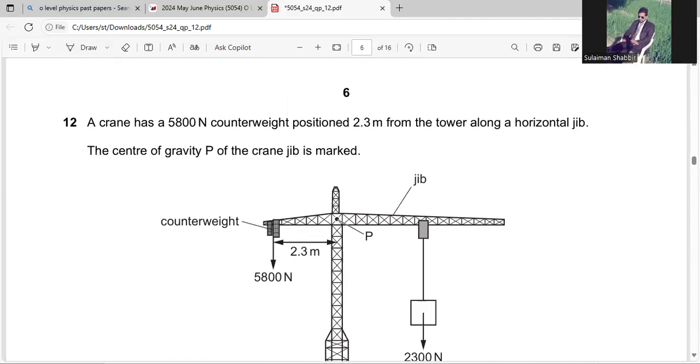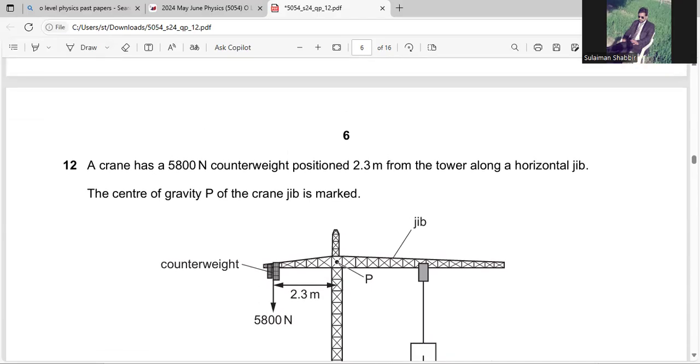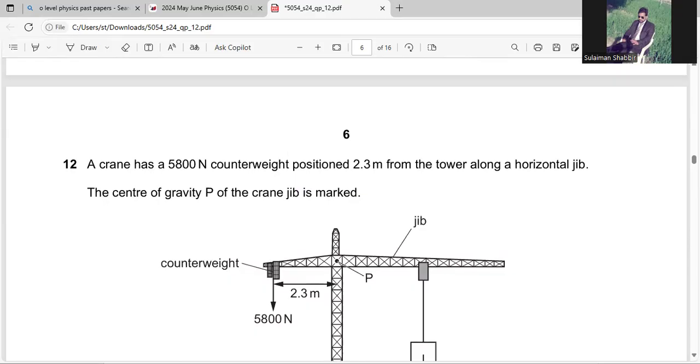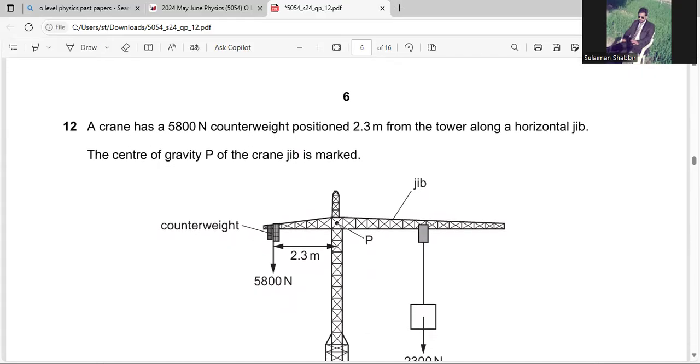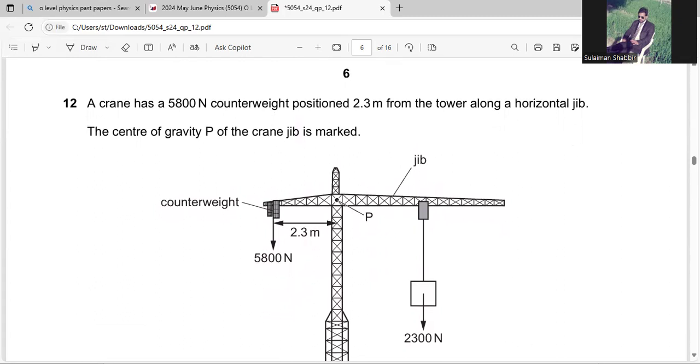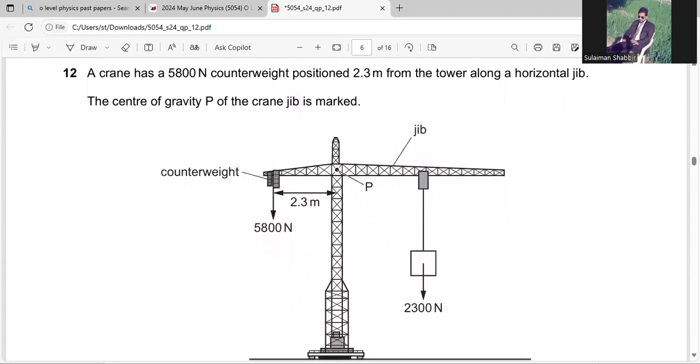A crane has a 58,000 Newton counterweight positioned 2.3 meters from the tower along a horizontal jib. The center of gravity P of the crane jib is marked. The jib is this horizontal line, and this is the pole. 23,000 is here, 58,000 is here, and the center of gravity is marked.